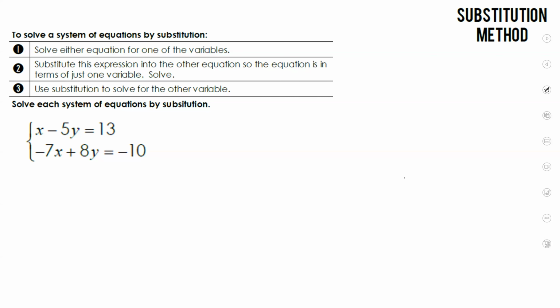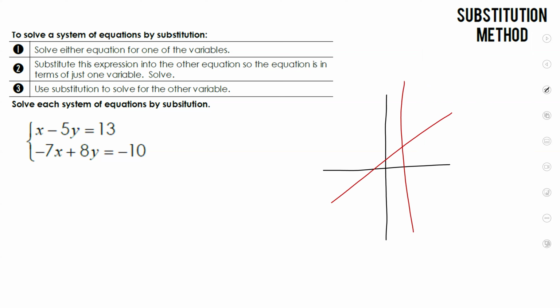Okay, today we're going to solve systems of equations, but instead of graphing like we did last week. Last week we graphed an equation, graphed the second equation, and where they intersected was your solution. The intersection was the solution. Today we're going to find the solution using the substitution method. Okay? So let's go through the steps of how to use the substitution method.